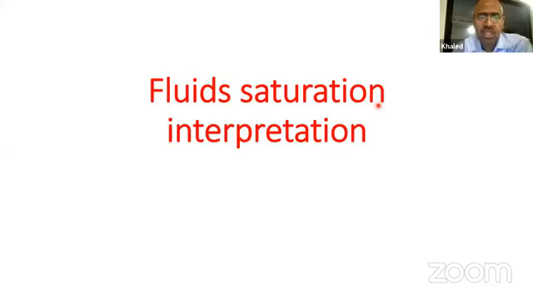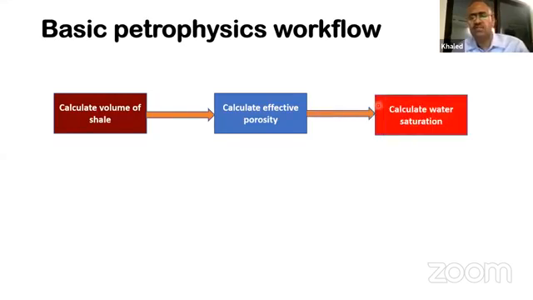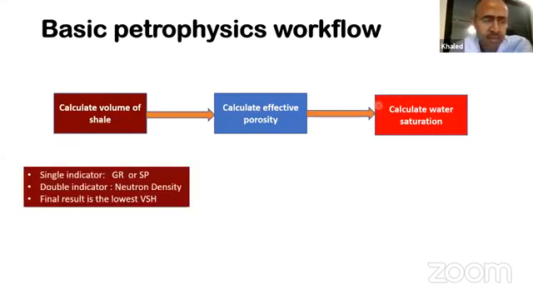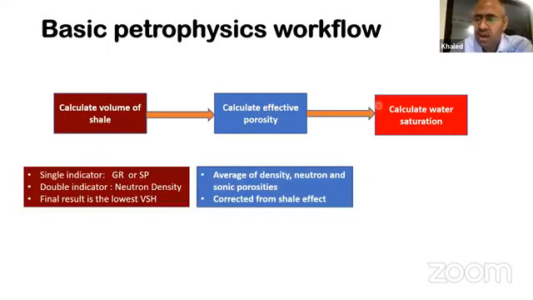After the porosity, we calculate the water saturation, or how much hydrocarbon exists in the formation. So for V shale, we use gamma ray, SP, or dual induction neutron density. For porosity, we use density, neutron, sonic. And if you have all of them, you average them. Sometimes we give more weight to density, but you can keep it simple and average all three, and you get your final porosity before you go to the water saturation calculation.